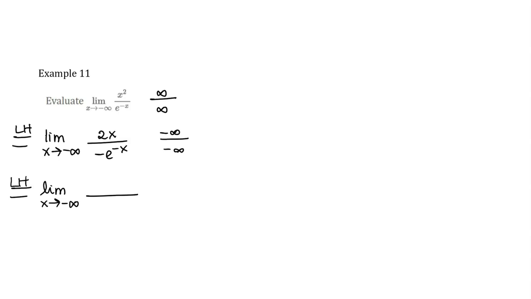The derivative of 2x in the numerator is simply 2, and in the denominator, the derivative of negative e to the negative x is a positive e to the negative x. And now as x goes to negative infinity, the denominator is getting very large, and so our limit is equal to 0.